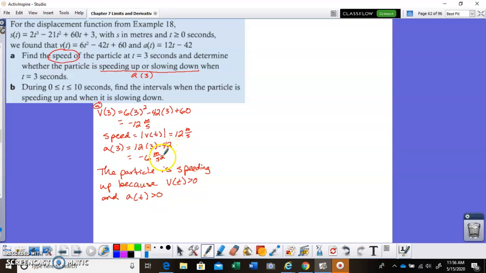For part B, it says during the period of time from 0 to 10 seconds, we want to find the intervals where it's speeding up or slowing down. So we have to compare the sign of the velocities to the sign of the accelerations. So I'm going to bring back the slide from a couple of videos ago.